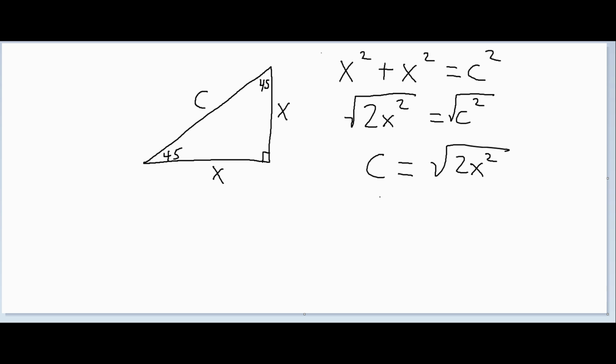Now, there is a property of radicals that says if you have the square root of a product, that's equal to the product of the individual square roots. So that means c is equal to the square root of 2 times the square root of x squared. And the square root of x squared is x, so that gives us the familiar x square root of 2 that goes here on the hypotenuse.